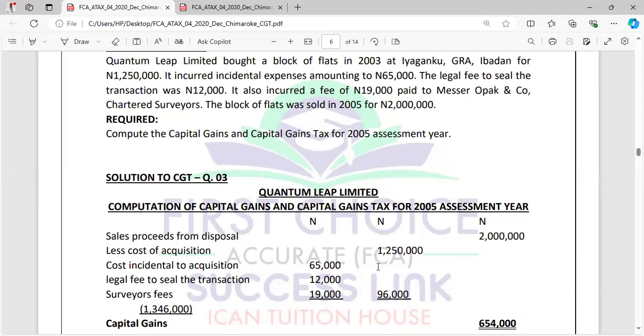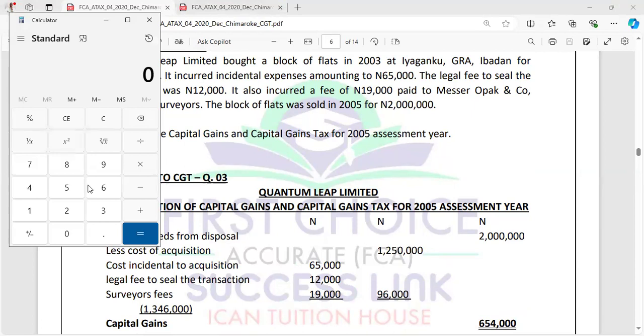Let's do it together. Let's add those three things together: 65,000 plus 12,000 plus 19,000, and we have this 96,000. We are adding this 96,000 to the cost of acquisition because all of these are allowable expenses. So we add them together.